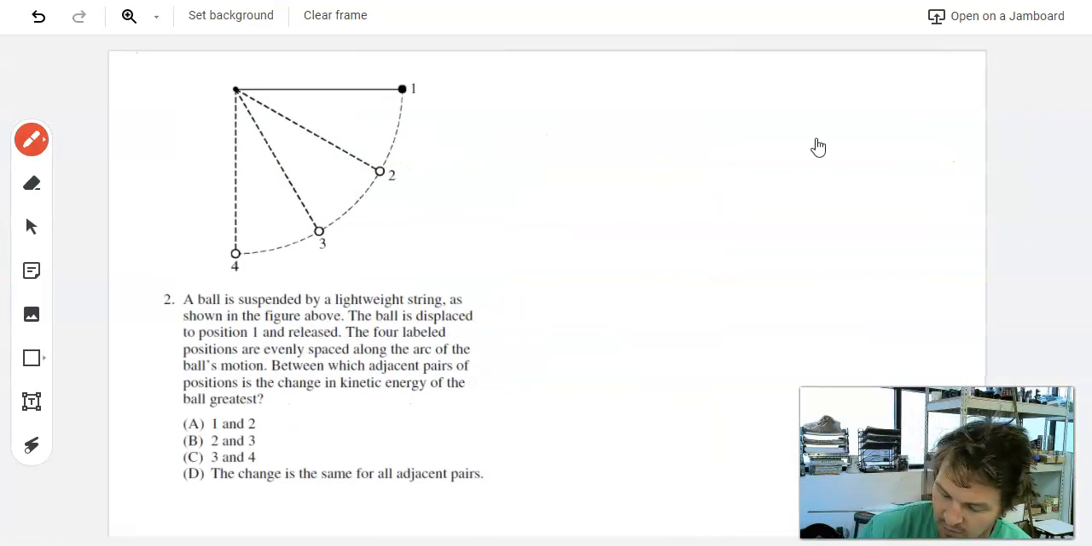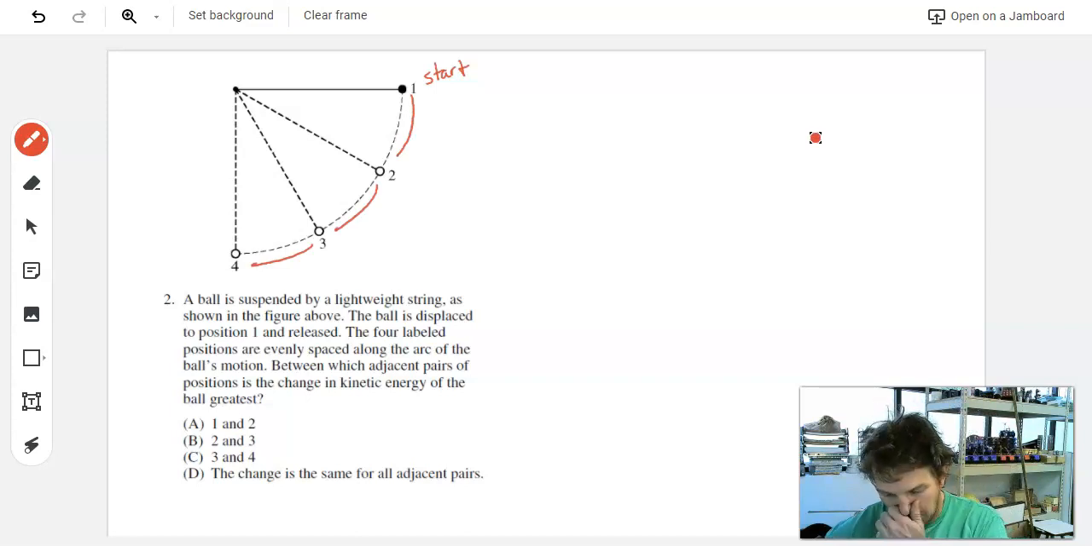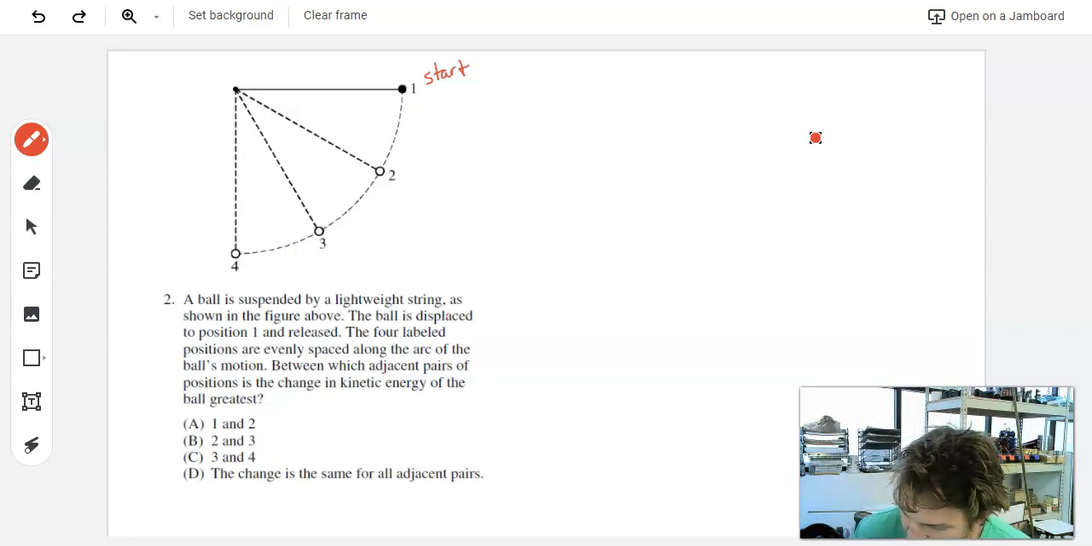Number two. The ball is suspended by a lightweight string as shown in the figure above. The ball is displaced to position 1, so here it starts. The 4 labeled positions are evenly spaced along the arc. So what that means is this arc length between each one is the same. Okay, but between which pairs of the positions is the change in kinetic energy the greatest?